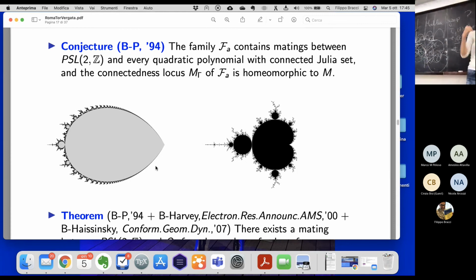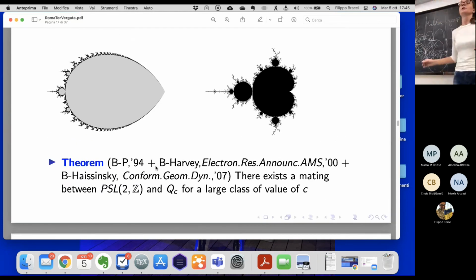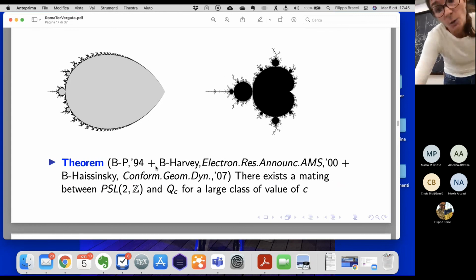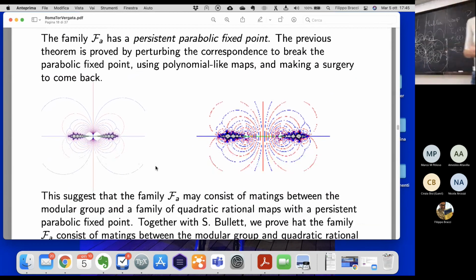And since the conjecture, which was in '94, there have been a lot of partial results. Actually, they proved that there exists a mating between the modular group and the quadratic family, Q_c, for a large class of c. But they never managed to get all of them. Why? Well, because when you want a polynomial, you usually use something called polynomial-like mapping. And for doing this, you need to break the parabolic fixed point.